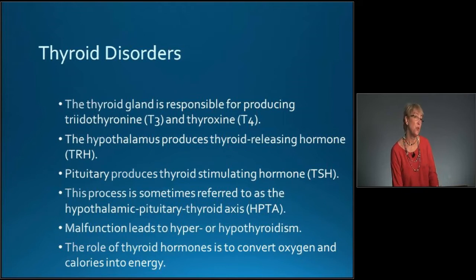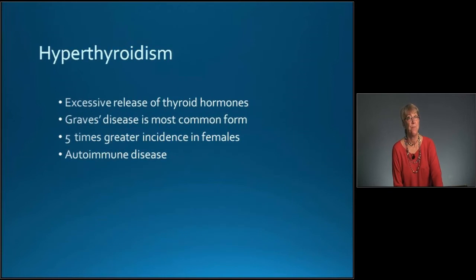The hypothalamus produces thyroid releasing hormone, or TRH, and this stimulates the pituitary gland to produce thyroid stimulating hormone. This process is sometimes referred to as the hypothalamic pituitary thyroid axis. So anytime there is any malfunction in this process, it's going to lead to either hyper or hypothyroidism. And we do know that the role of the thyroid hormones is to convert oxygen and calories to energy.